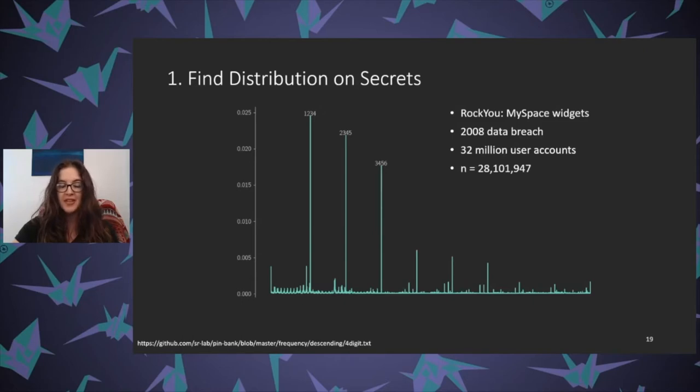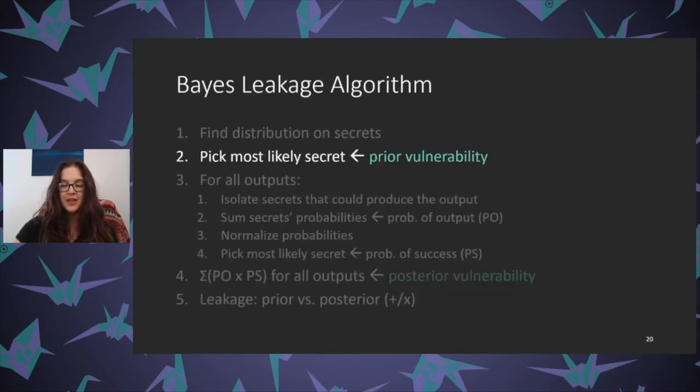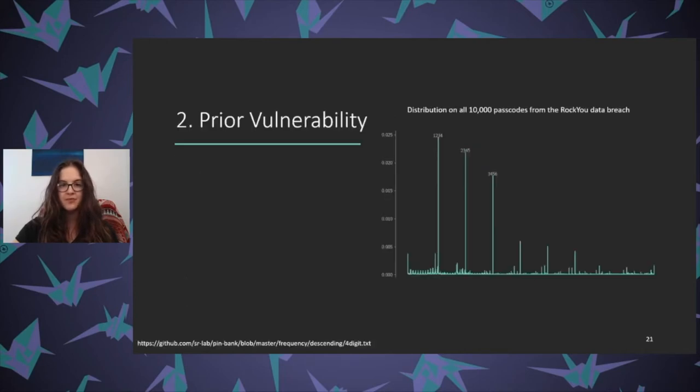So here's a graph representing that information. And so now we have the distribution on our secrets. Step one, complete. Now what? Step two, determine the prior vulnerability by picking the most likely secret from the distribution. Okay, so let's go back to our distribution. To understand prior vulnerability, you can think about an adversary who's sitting at home, they're not at the warehouse yet, they're just prepping for the heist. They went online and also saw this distribution.